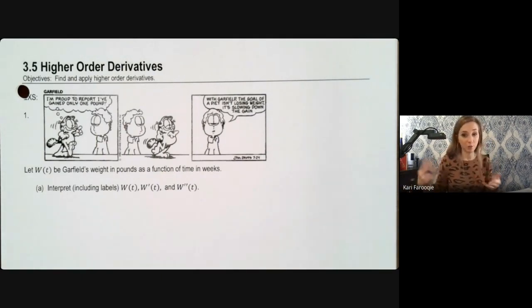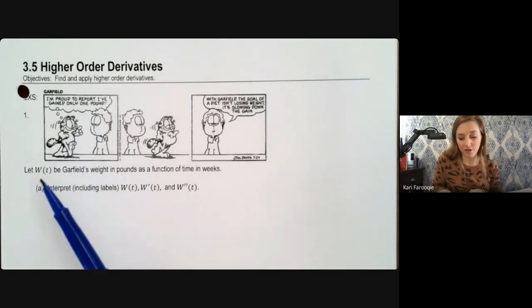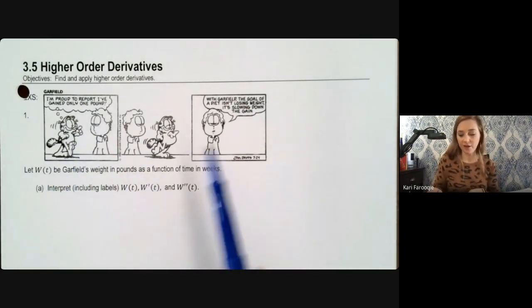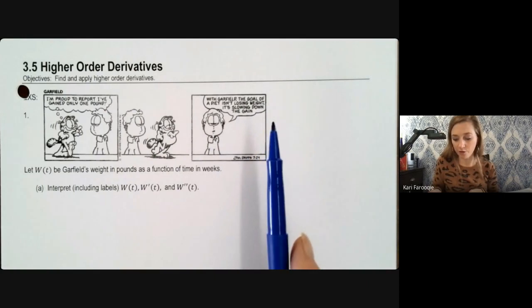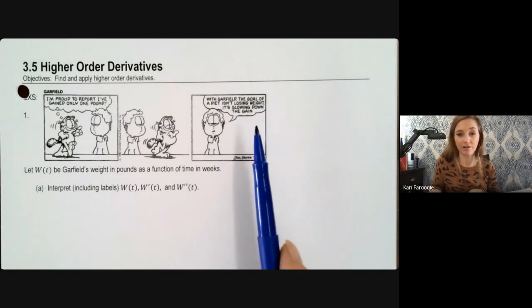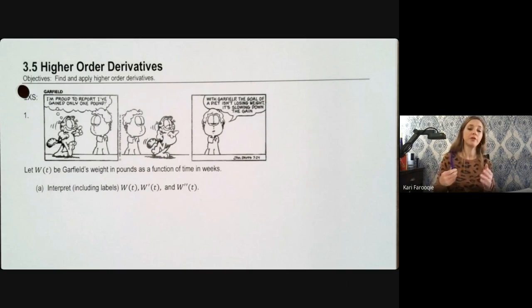In order to illustrate what the second derivative means, first we'll talk about a second derivative. If you'll look at this example, Garfield said he's proud to report that he's gained only 1 pound. And then with Garfield, the goal of a diet isn't losing weight, it's slowing down the gain. So his weight is something that is being discussed. And then there's the change in his weight. And then there's also the change in the change of his weight. So that's sort of what we're going to be talking about here with the second derivative.